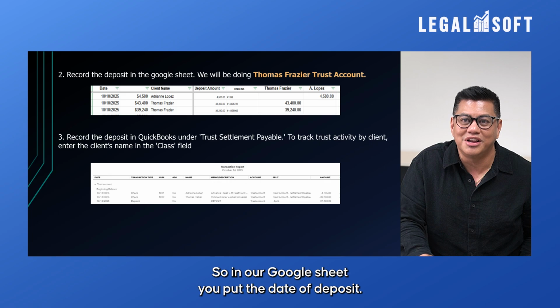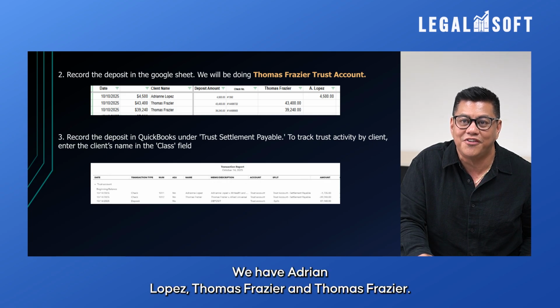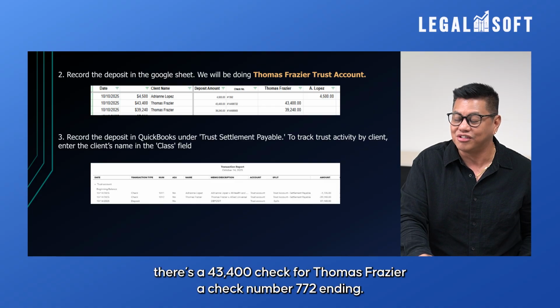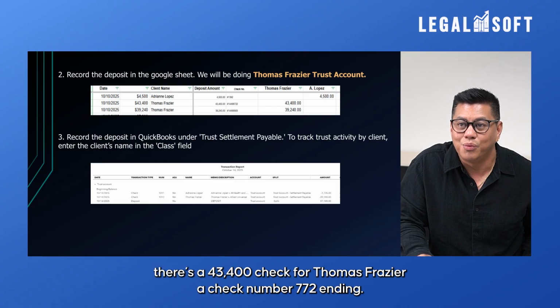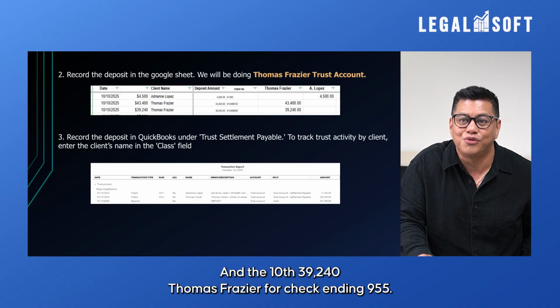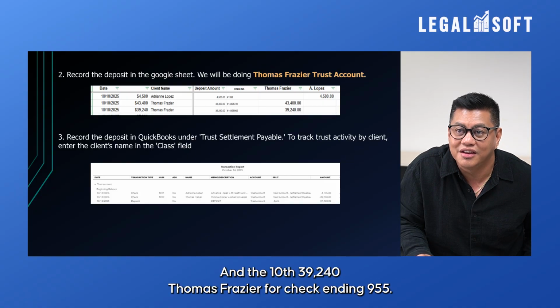So in our Google Sheet, you put the date of deposit. We have three checks. We have Adrian Lopez, Thomas Prizer, and Thomas Prizer. Please separate each transaction and each check on the Google Sheet. Like on 10/10, there's a 43,400 check for Thomas Prizer with a check number ending 772, and a 10/10 39,240 Thomas Prizer check ending 955.